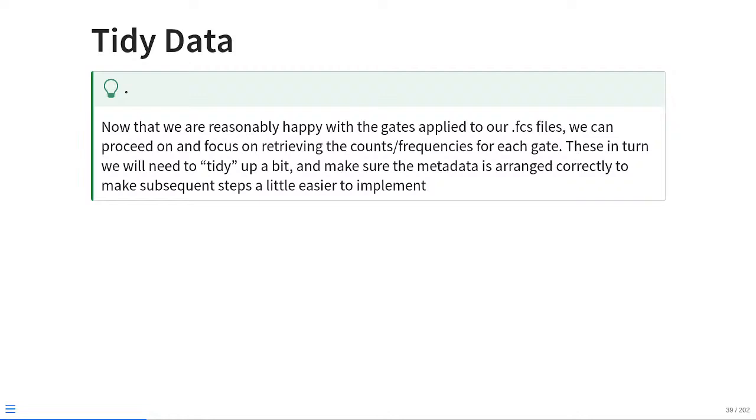All right. So now that we are reasonably happy with the gates that we have applied to our FCS files, we can go ahead and proceed and focus on retrieving the counts and the frequencies for each gate. These in turn, we will need to tidy up just a little bit and then make sure the metadata is arranged correctly to make subsequent steps a little bit easier to implement on our end.